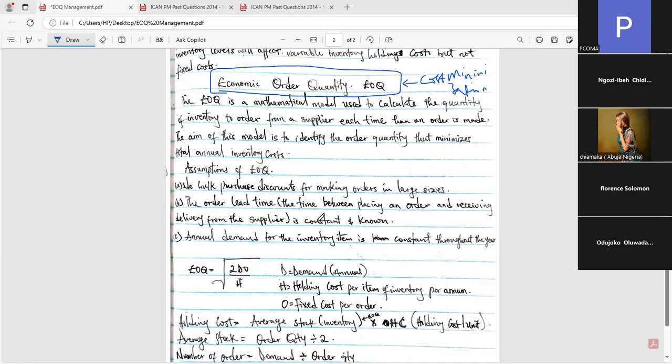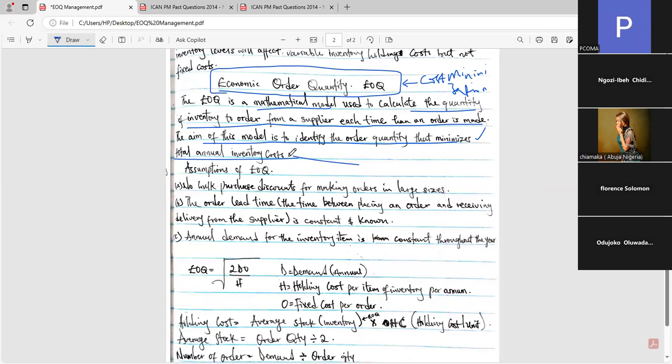But just understand that EOQ is a mathematical model used to calculate the quantity of inventory to order from a supplier each time that an order is made. The aim of this model is to identify the order quantity that minimizes what? The total annual inventory cost. We solve it mathematically to determine the quantity that a company should order at any time, in the sense that that quantity is going to minimize the total annual inventory cost.